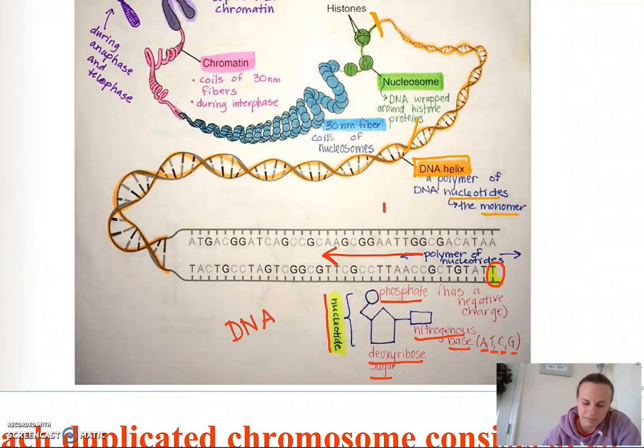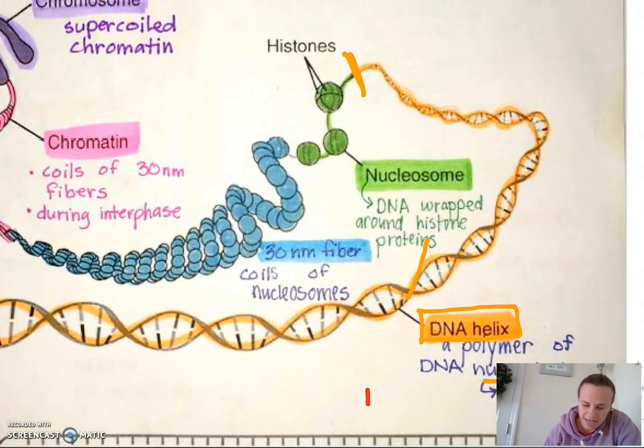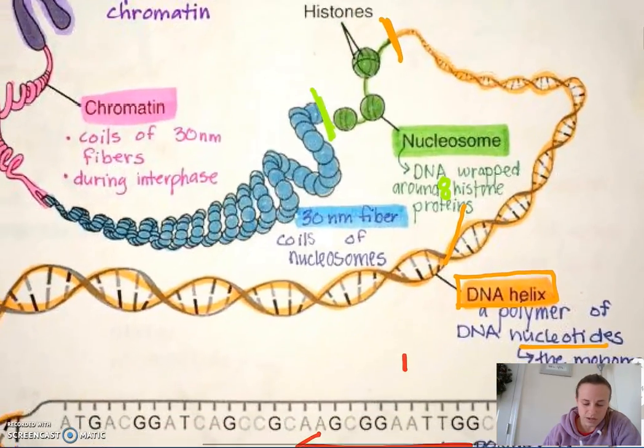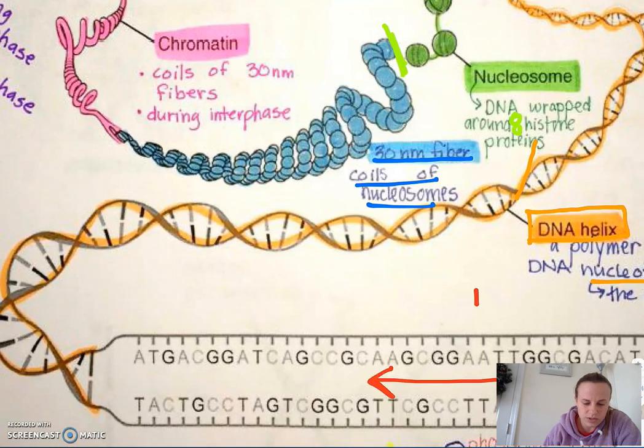If we move a little bit further down, so this is where my DNA helix ends. And now I've got my nucleosome. Your nucleosome is the DNA wrapped around those 8 histone proteins. So here's approximately where your nucleosome and your histones end. Then my nucleosomes start to coil, and I form a 30 nanometer piece of fiber, essentially, where it's just coils of nucleosomes.